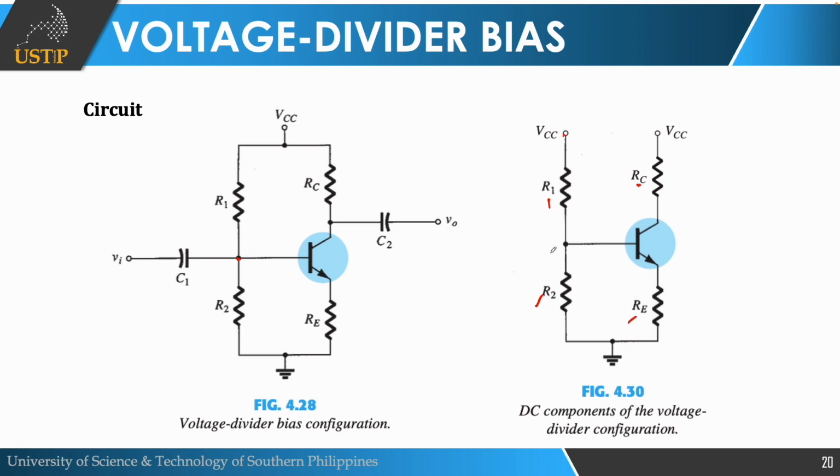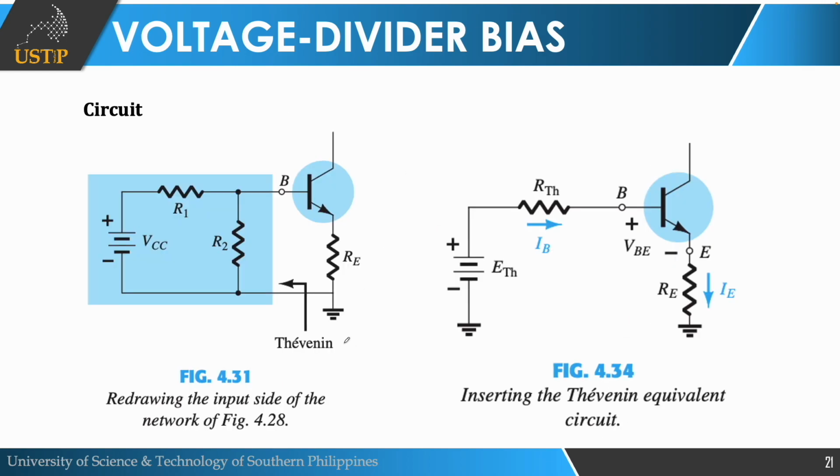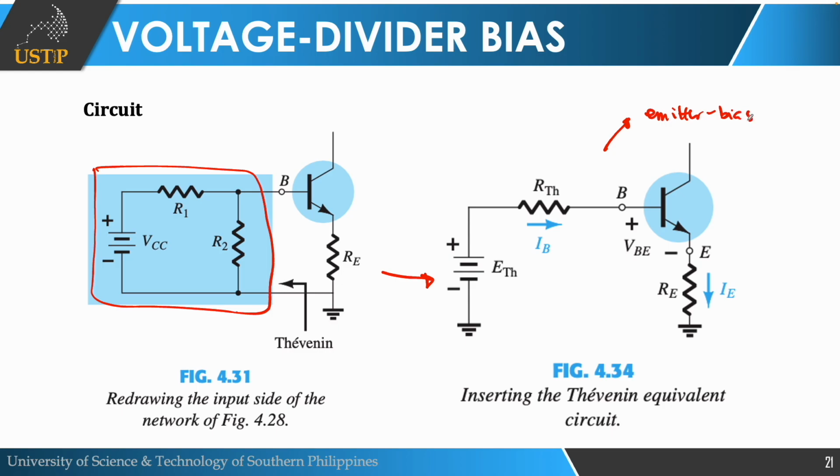Now, in order to use the expression in the emitter bias, we need to draw the Thevenin equivalent circuit for the R1 and R2. Okay, we need to get the Thevenin equivalent. Now, in order to transform that into this one, which is just your emitter bias configuration. If you can remember, this is exactly your emitter bias configuration. And then we can now use the expression for the IB or for the base current.